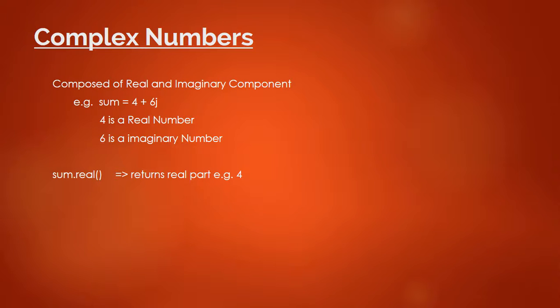Now you may want to retrieve the real part out of the complex number. Then Python provides you a function called real. Over here we have a variable called sum which contains your complex number. So if you want to retrieve the real part from the sum, then you can use the real function which will return the real part. And when you want to retrieve the imaginary part, then you can use the imag function which will return the imaginary part of the complex number.